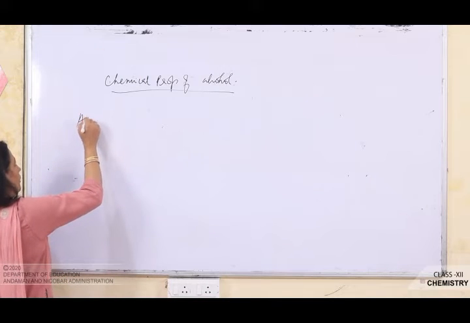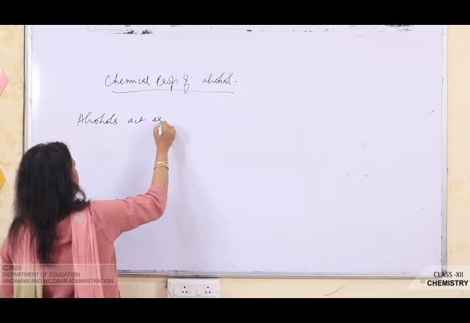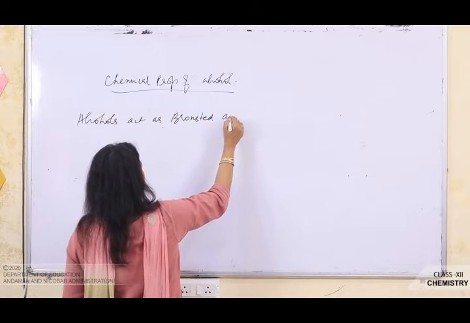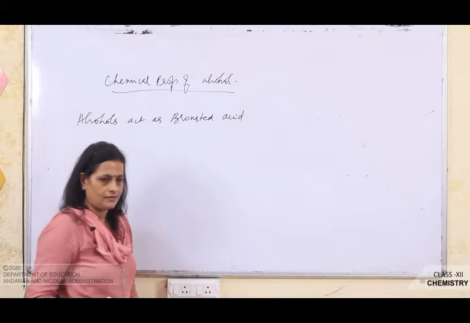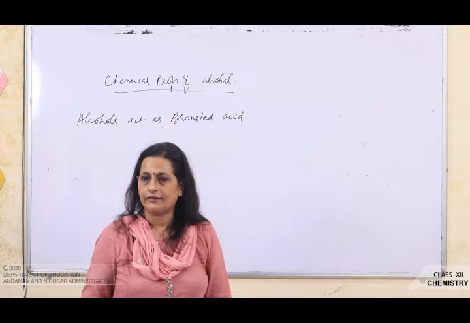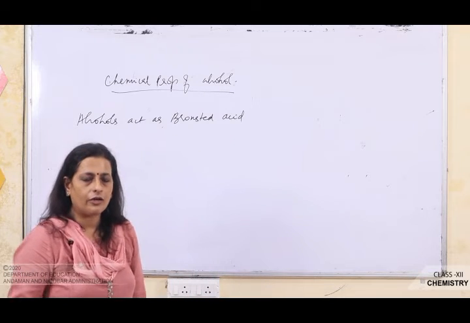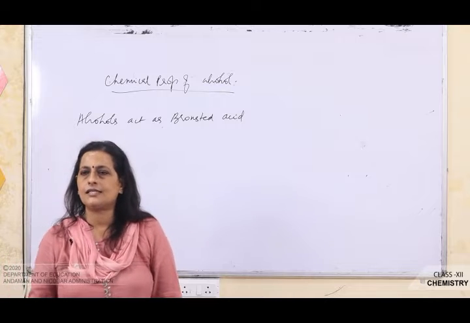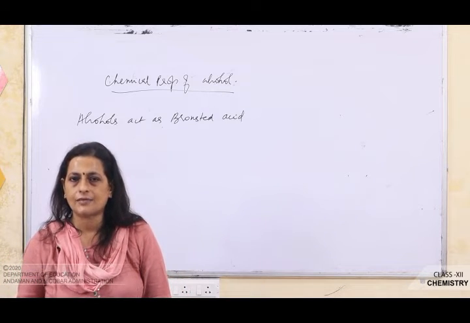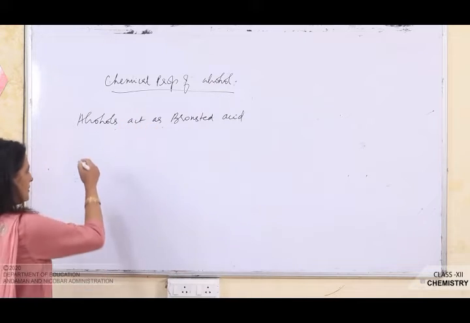Next is, alcohols act as Bronsted acid. Now, what is a Bronsted acid? You have already studied this in the chapter equilibrium in class 11th, the Lowry-Bronsted concept of acid and base. According to the Lowry-Bronsted concept, an acid is a substance which can give a proton and a base is a substance which can accept a proton. So, alcohols act as Bronsted acids. See this reaction.